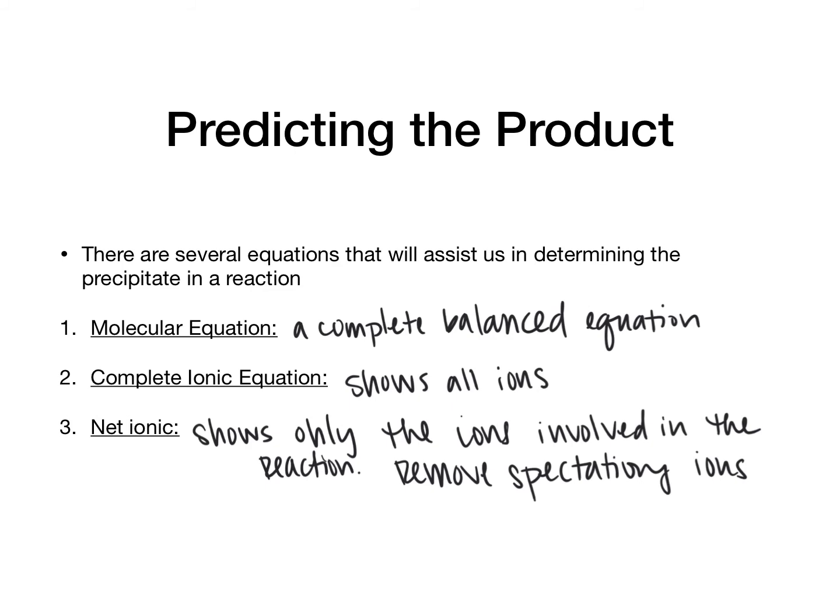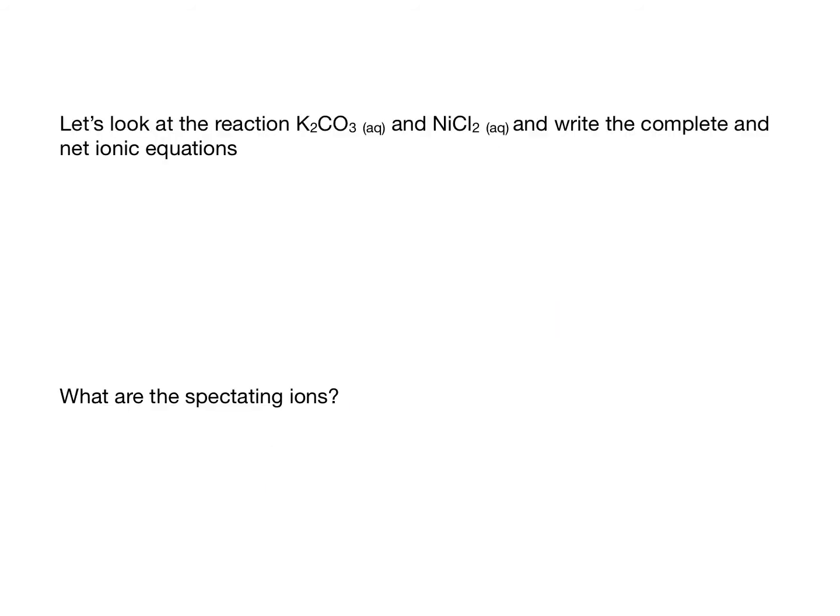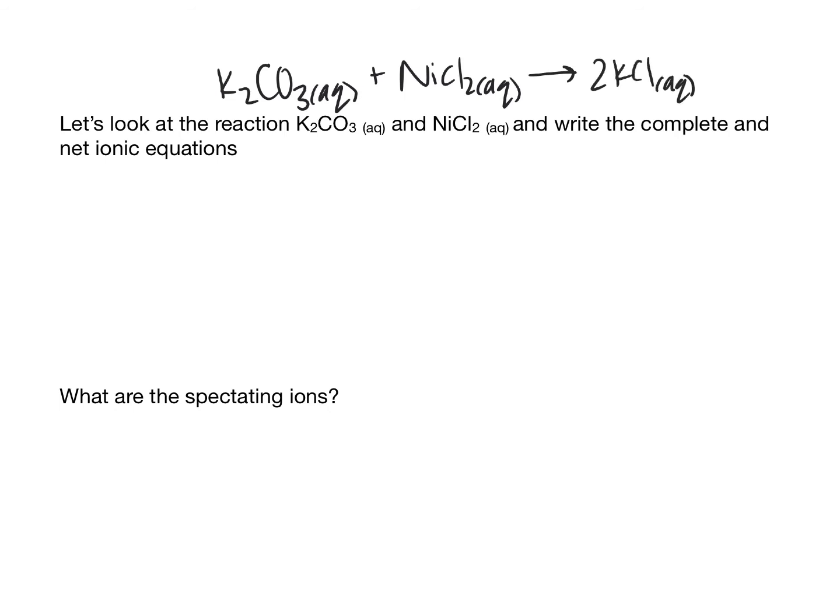So we're going to learn about the spectating ions here in just one second. We're going to be able to predict the product more easily than just thinking, okay, these two switch in this way. So let's look at this equation that we just wrote, where we have K2CO3 aqueous plus nickel chloride aqueous gives us 2 KCl aqueous plus nickel carbonate solid. So the complete ionic is going to take all of these apart.